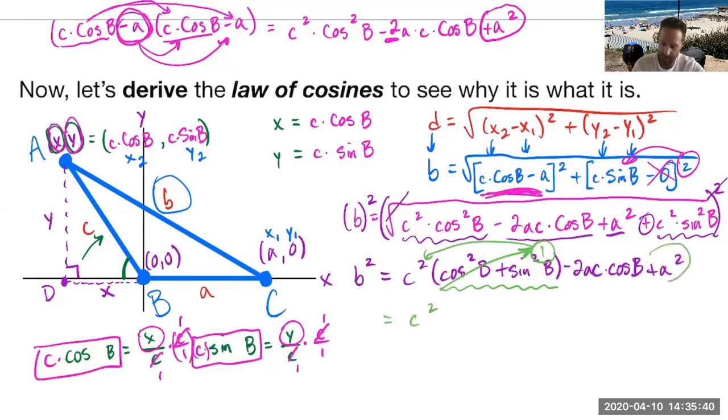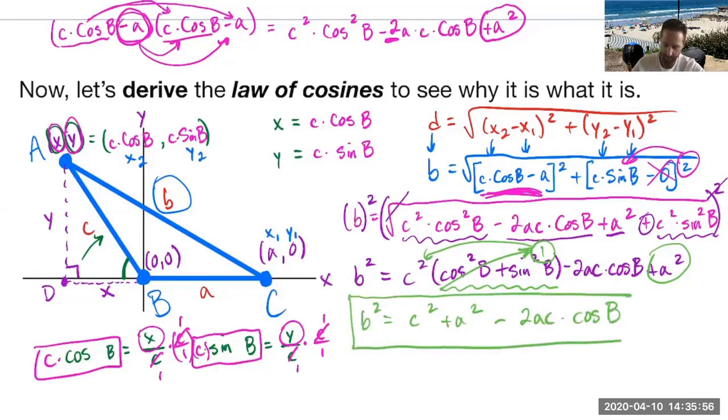Now I'm going to take this a squared and write it in front as well. And then I'm going to put minus 2 times the ac times the cosine of b. And remember, that was all equal to b squared. And that, my friends, is what is called the law of cosines. Now, don't forget, this only has a's, b's, and c's involved.